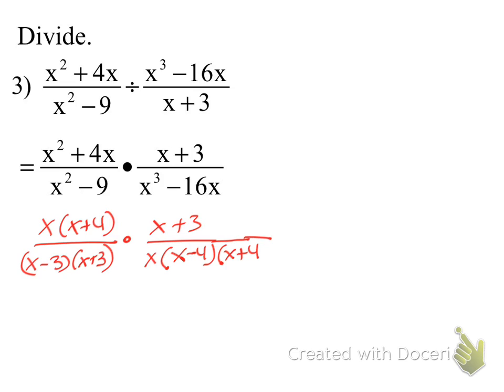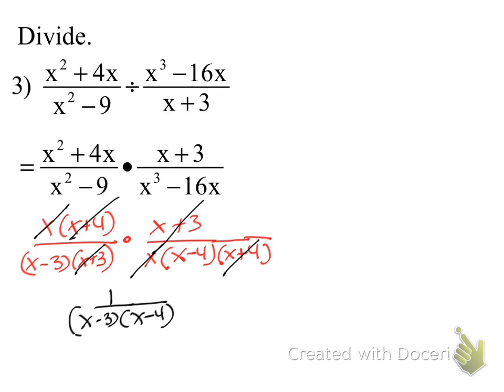Good. Okay, now what can I cross cancel, Melanie? You could cross cancel x from the first numerator and the second denominator. Good. And then x plus 4 from the first and the second. And then x plus 3 and x plus 3, and what am I left with? 1 over x minus 3. Times what? X minus 3. Good, fantastic. And that's our answer.